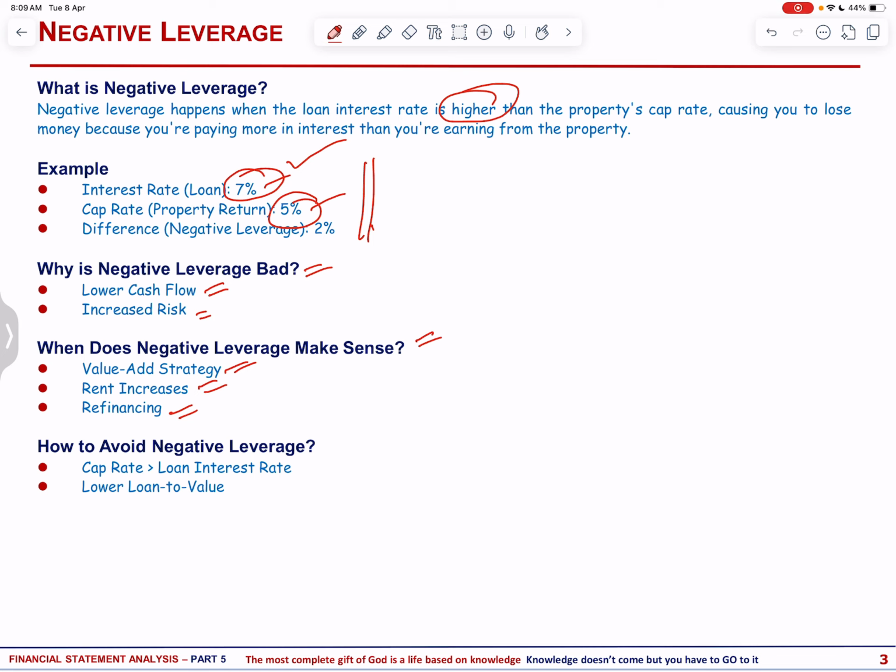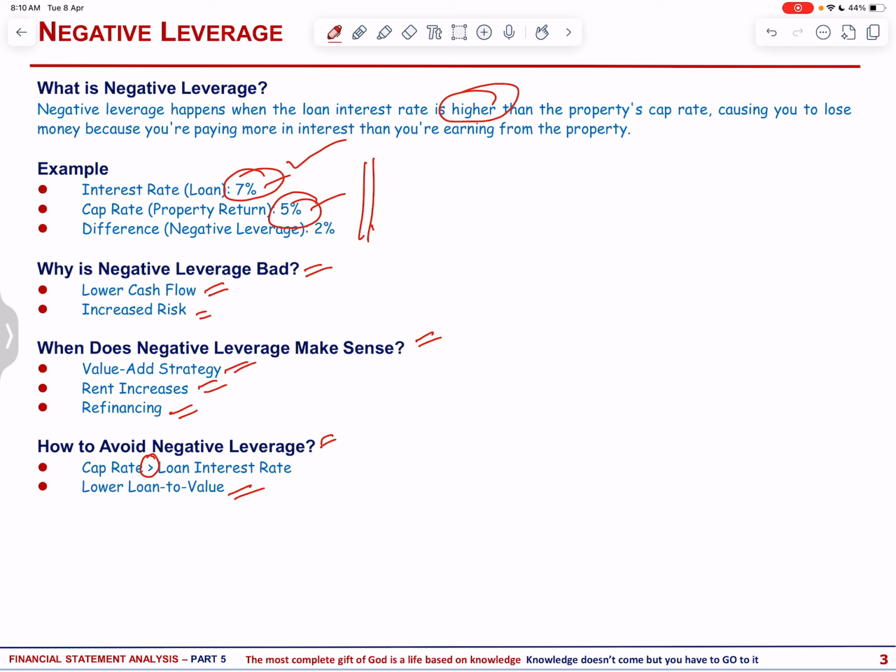So, how to avoid negative leverage? The only solution is that the cap rate is more than the loan interest rate. If you are investing for cash flow, ideally the property cap rate should be higher than the loan interest rate. This ensures that the property is generating enough income to cover the cost of the loan and provide a healthy return.